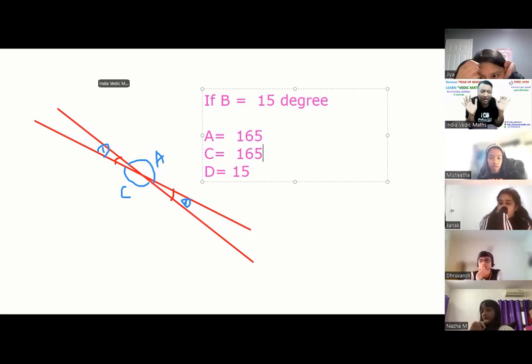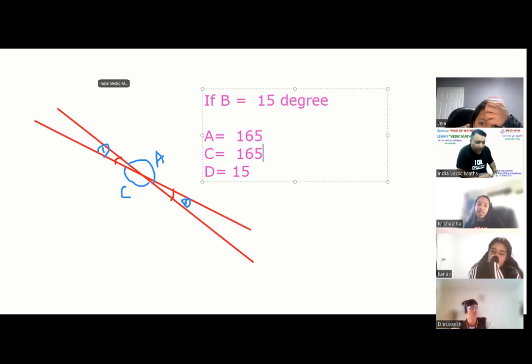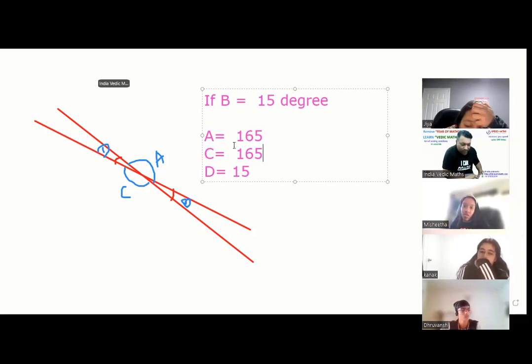Now I am making it more complex, okay? Slowly. So vertically opposite angle is clear. I want Mishita to explain in one line what is the vertically opposite angle property. Vertically opposite angles are always equal, and they are always on intersecting lines.